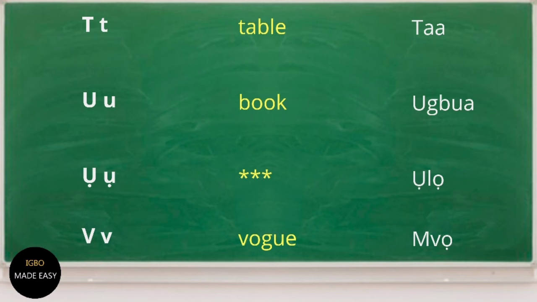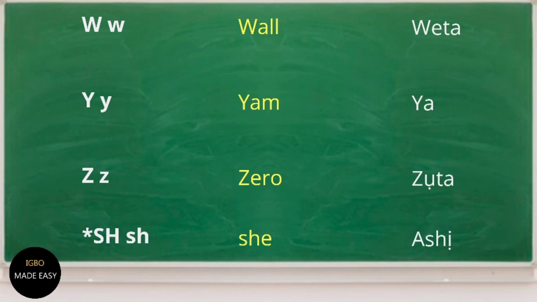Remember, we talked about tone, and we did a drill using aka. You can go and check the video. Then we did the one for Ike and Ike. So that is it for that. Now we've come to the last slide of this lesson, and we have we, ye, ze, and the omitted letter, which is she.